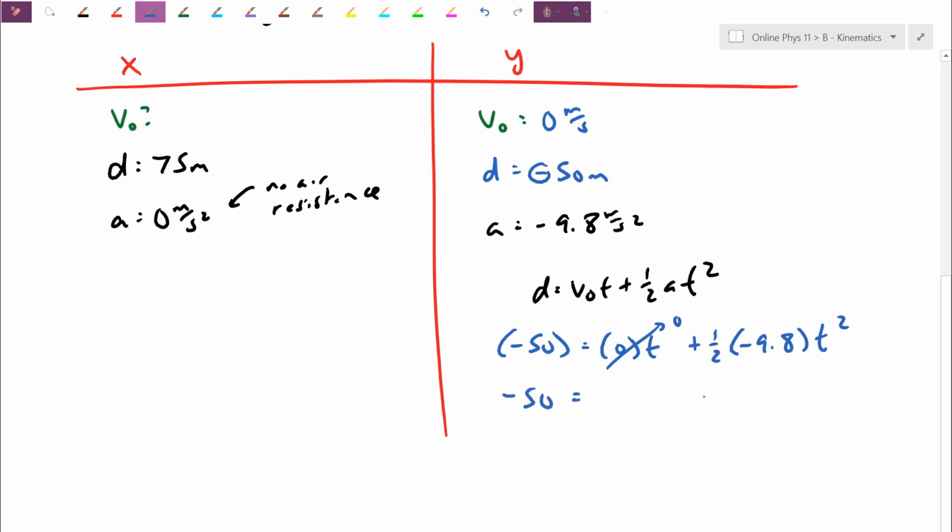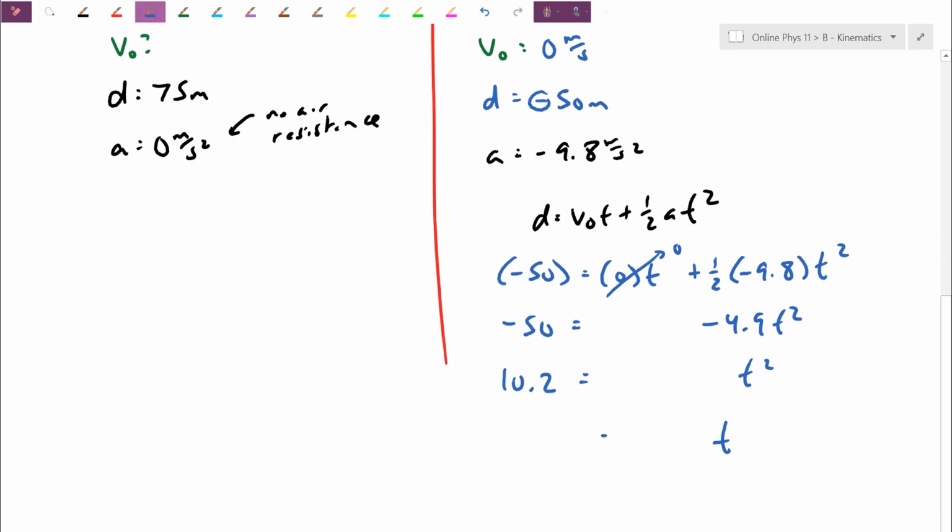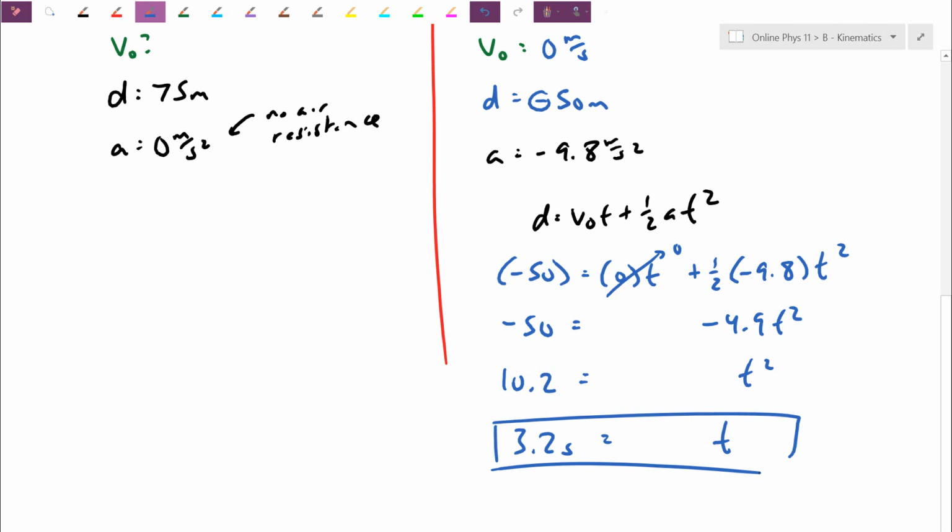So negative 50 is equal to negative 4.9 t squared. T squared is equal to 50 divided by 4.9. This gives me, give or take, 10.2 or so. I'm going to take the positive root of this. The root of 10.2 gives me about 3.2 seconds. Because I know the height of the cliff is 50, gravity needs to drop you 50 meters. Gravity pulls you downwards at a rate of 9.8, and we know it's going to take gravity 3.2 seconds to drop you to the ground.